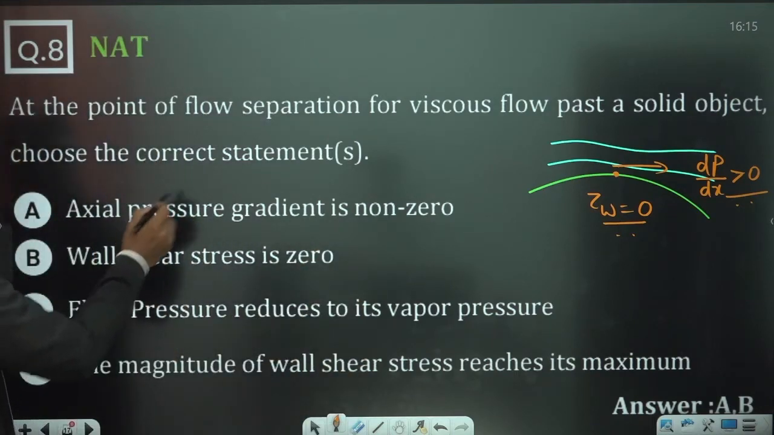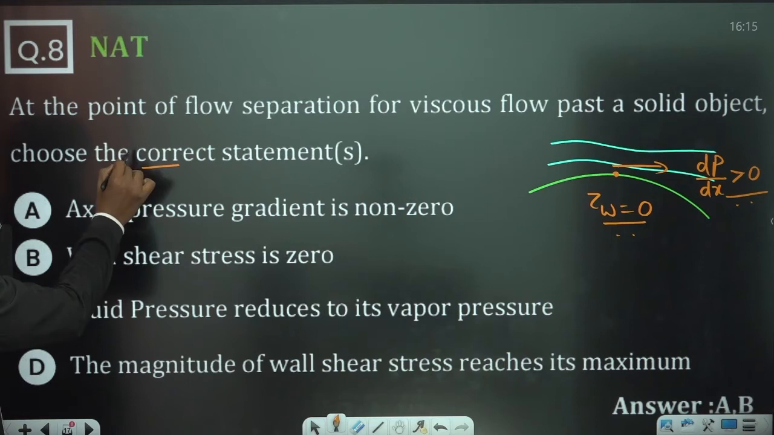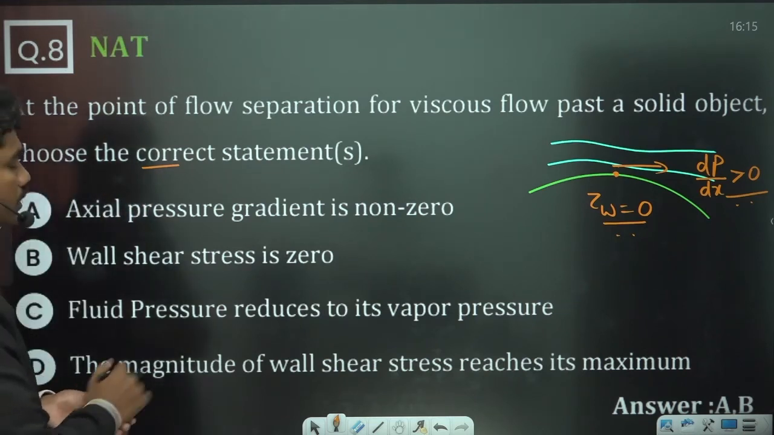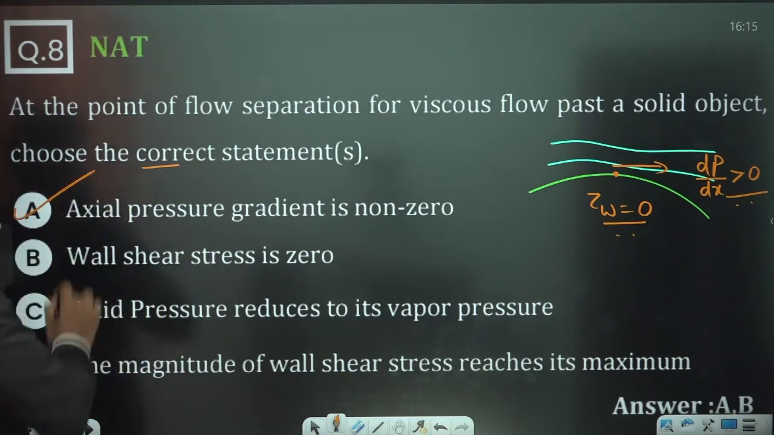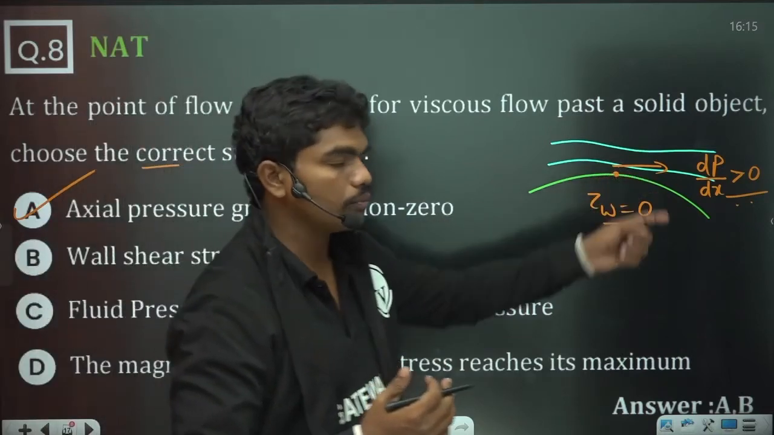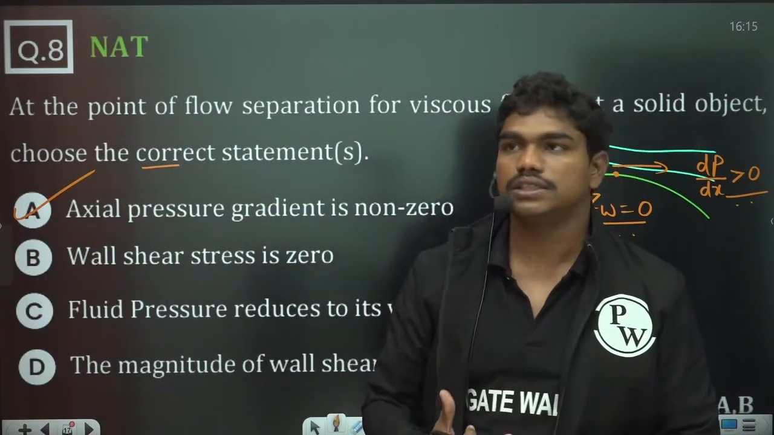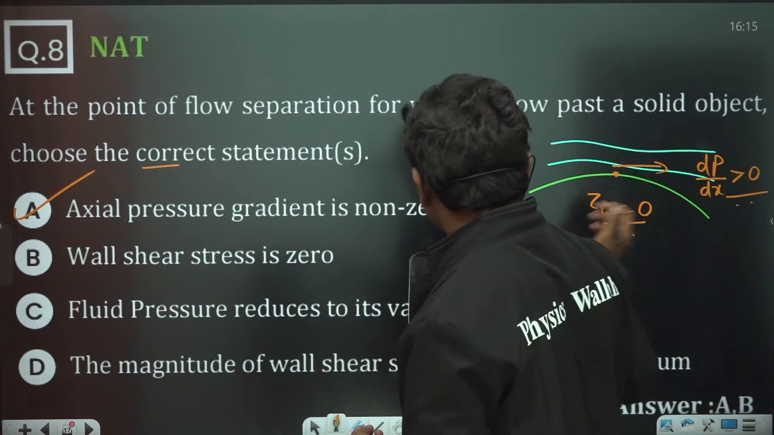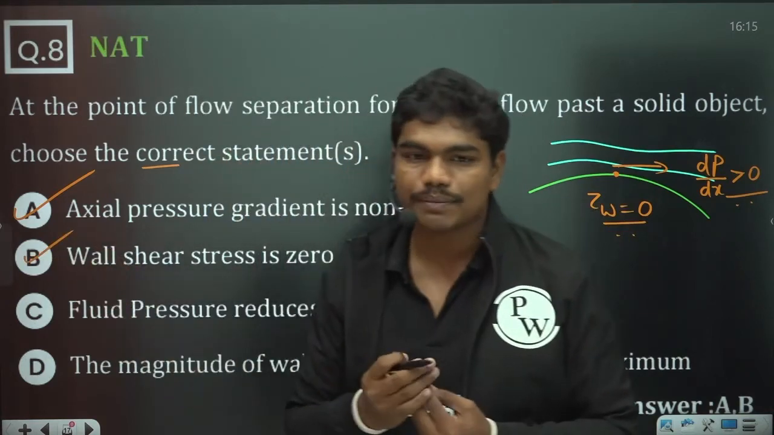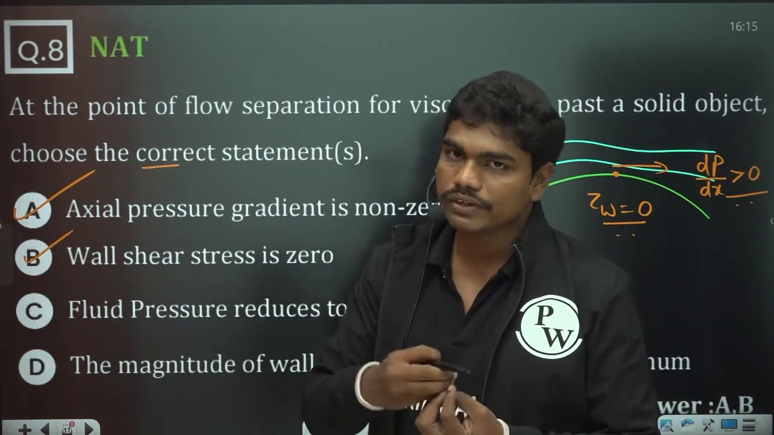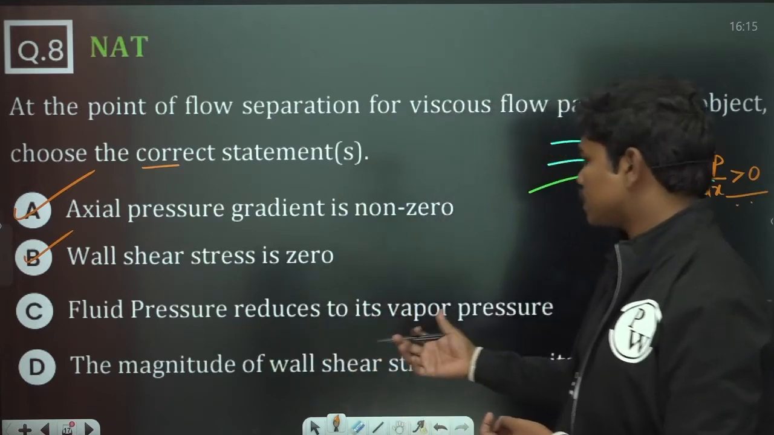Axial pressure gradient is non-zero. Correct statements. Okay, sometimes you need to see carefully, they give incorrect statements here. So axial pressure gradient is non-zero. Yes, this is true because this value is some positive value whenever the flow separation occurs in general. Okay, and wall shear stress is 0. Of course you can see, because once the flow gets separated, then definitely there is no contact between solid and fluid.